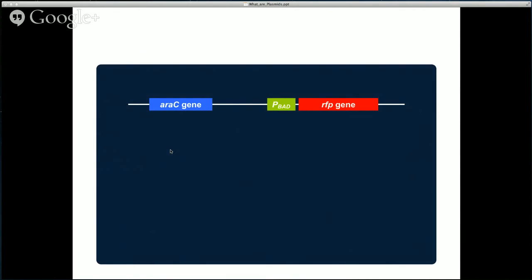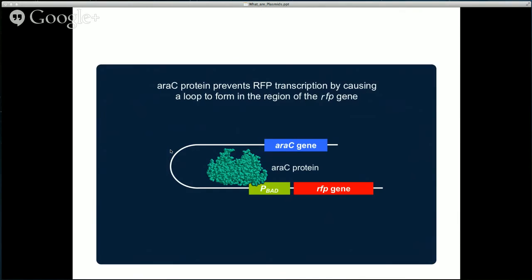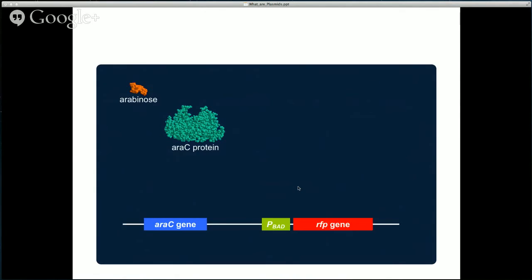Why? Because there is another gene called Ara-C that is being produced. It is producing a protein that is actually going to inhibit the production of RFP. This Ara-C protein creates a hairpin in the DNA, so it binds to both sides of the DNA. And when it's binding to both sides, it doesn't allow room for RNA polymerase to bind to this RFP gene to make mRNA, to make protein. So it inhibits it.